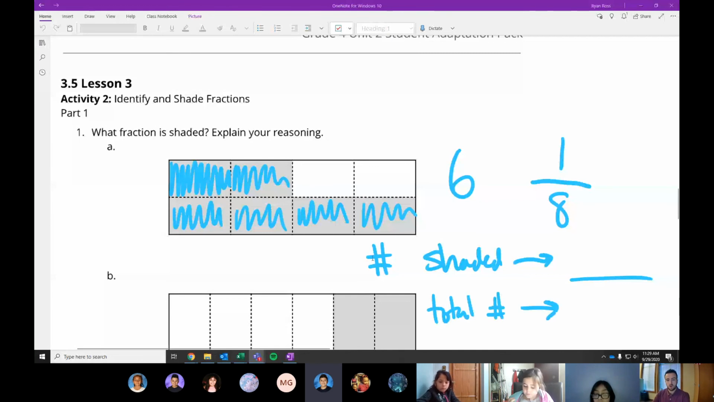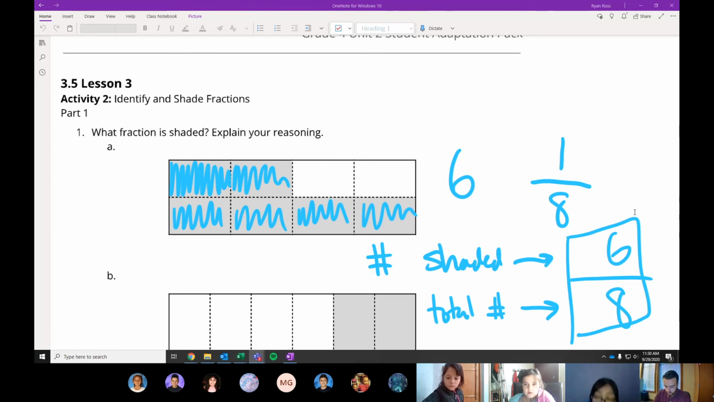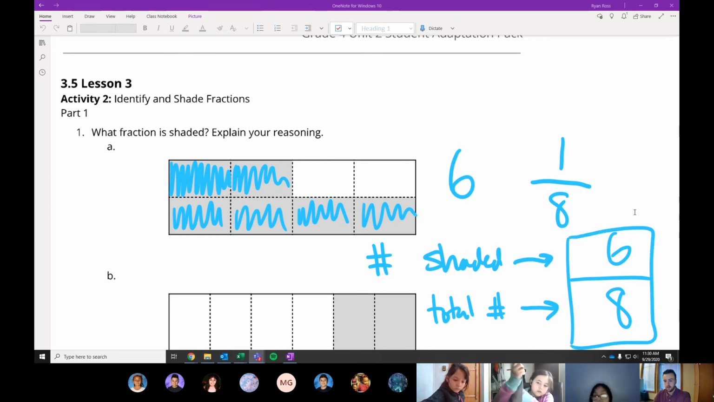So, Eileen, what's the total number that's shaded? 6. Yeah, there are 6 that are shaded, and then how many total blocks are there that make up the rectangle? 8. There are 8. Right, so the fraction that we would need is right there. 6/8, because there are 6 that are shaded out of 8 possible.